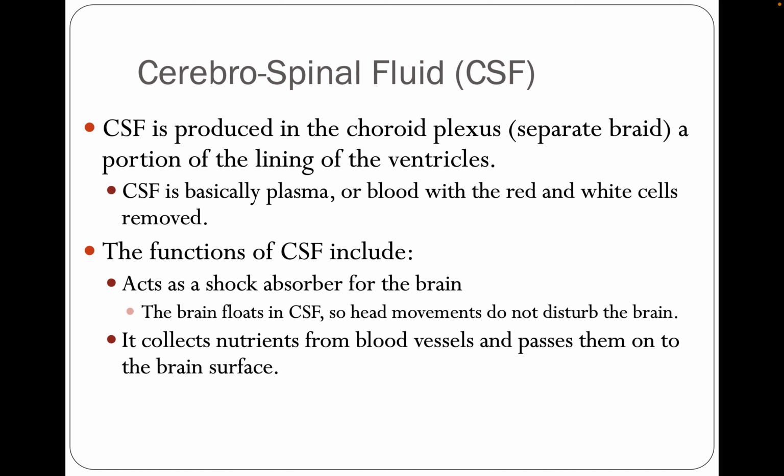Cerebrospinal fluid is produced in the choroid plexus, which means cerebrae, a portion of the lining of the ventricles. Cerebrospinal fluid is basically plasma or blood with the red and white cells removed. The functions of the cerebrospinal fluid include acting as a shock absorber for the brain. The brain floats in CSF, so head movements do not disturb the brain. It collects nutrients from blood vessels and passes them on to the brain's surface.